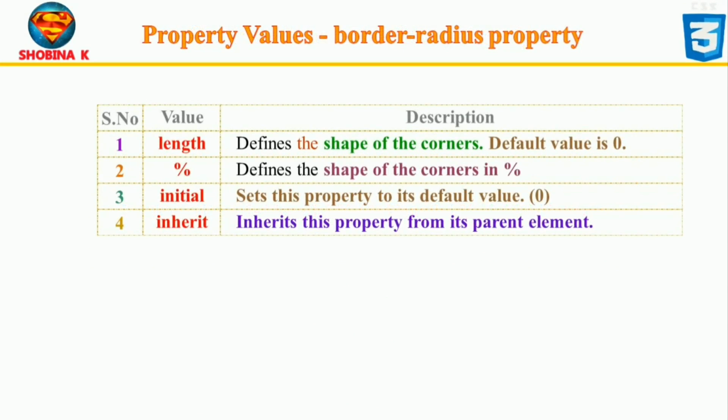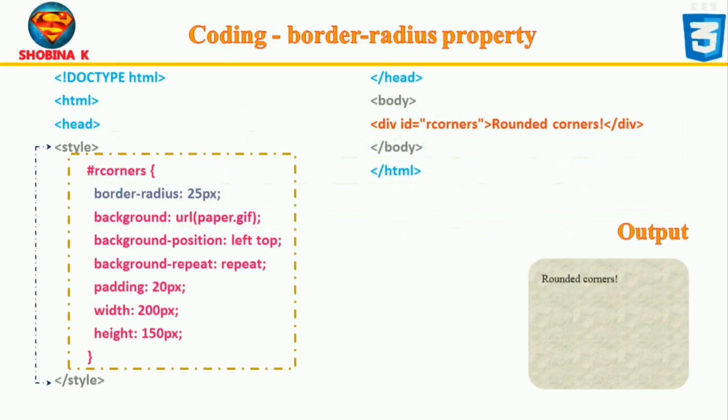The property value length defines the shape of the corner. The default value is 0. Percent defines the shape of corners in percent. The value initial sets this property to its default value. The value inherit inherits this property from its parent element. Here is a sample code for the border-radius property. And in this example, we have set rounded corners for an element.